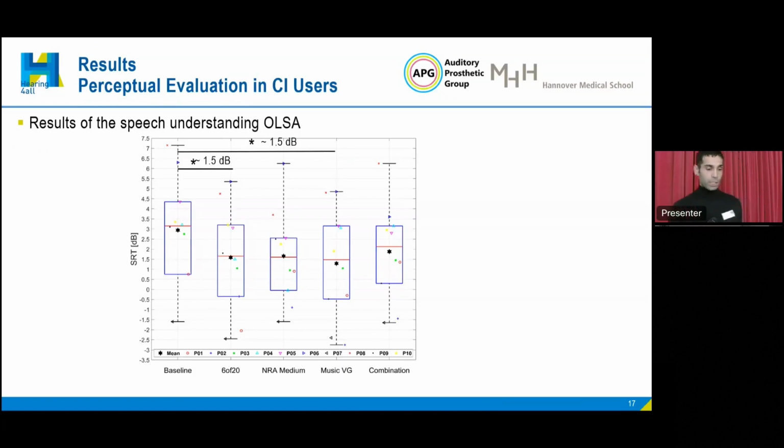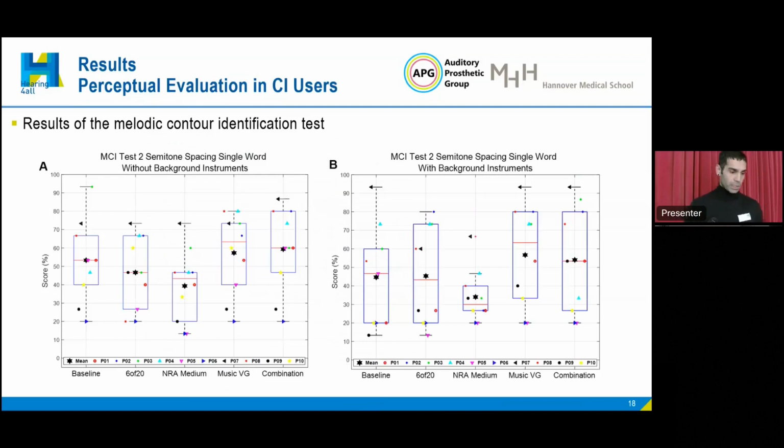What we observe here is that reducing the number of selected bands and the newly designed Music Voice Guard statistically improve the speech reception threshold, both by around 1.5 dB. Here we see the results of the melodic contour identification. The vertical axis is the score, so the higher the better. The horizontal axis is the same. What we observed here is that there were no statistically significant differences between the parameterizations.